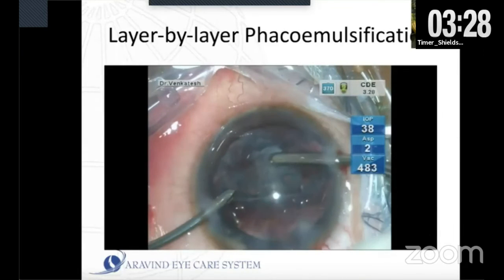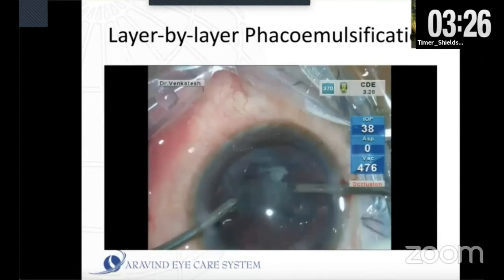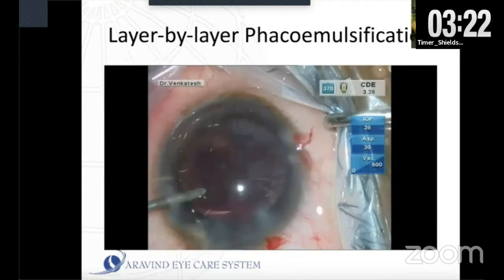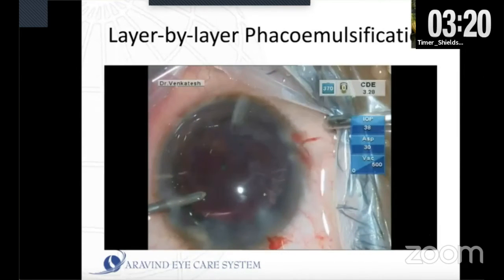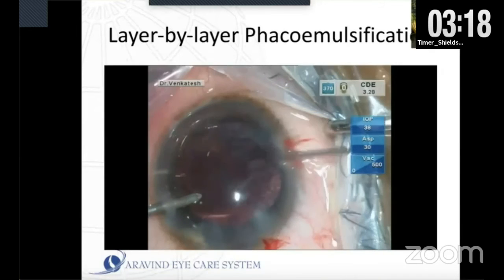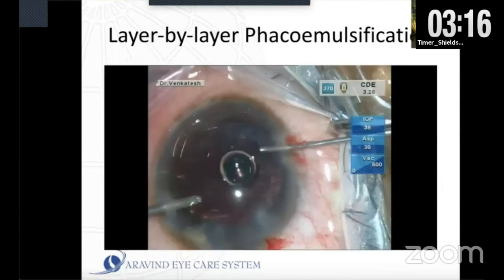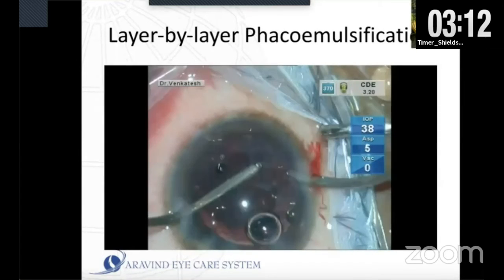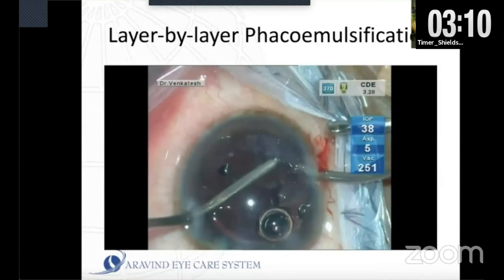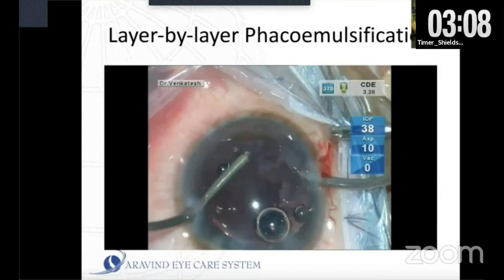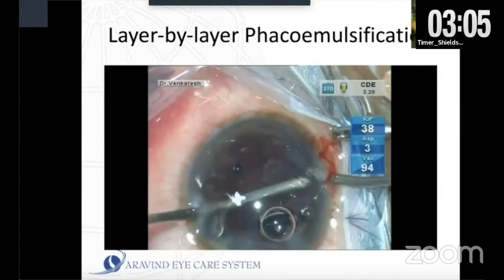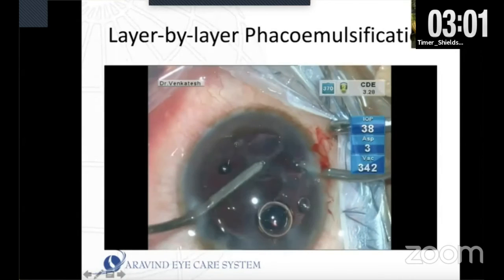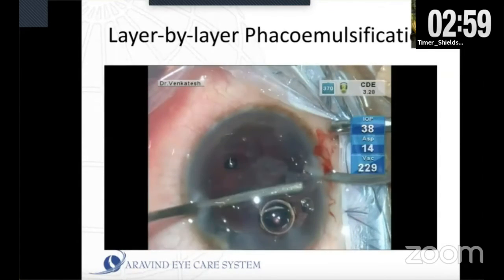So this is ideally done with a bimanual, so that you have control over your fluidics. So you have to keep the fluid away from the dehiscence area so that you don't have any entry of fluid into the vitreous. So whenever you're coming out, make sure that your chamber is reformed with viscoelastic when you change hands like this. And then you do this layer by layer phacoemulsification. First the nucleus, then the epinucleus, and then finally cortex.